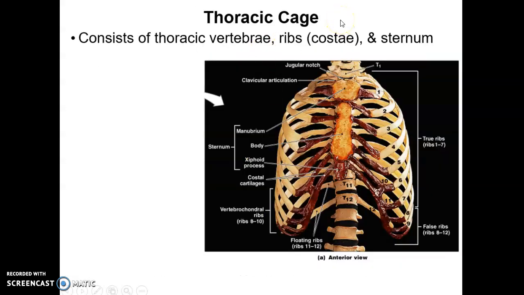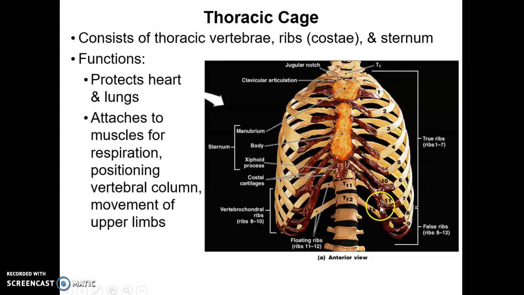Okay, thoracic cage. The rib cage consists of the thoracic vertebrae, T1 through T12, the 12 pairs of ribs, or costae, and then the sternum, your breastbone. Overall functions, protecting the organs in here, heart and lungs, involved with respiration. So down here in the inferior end, attachment for the diaphragm.